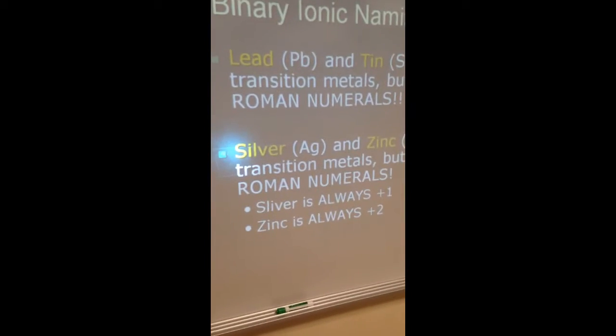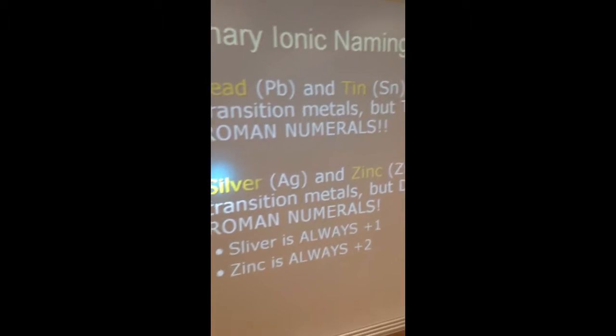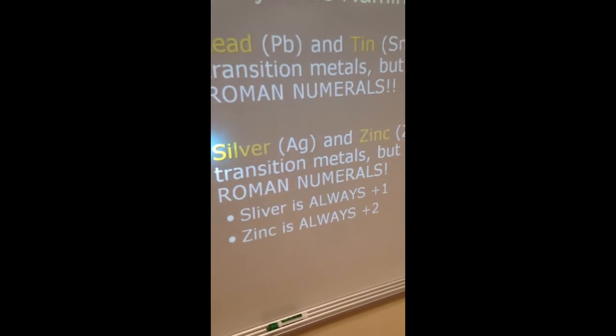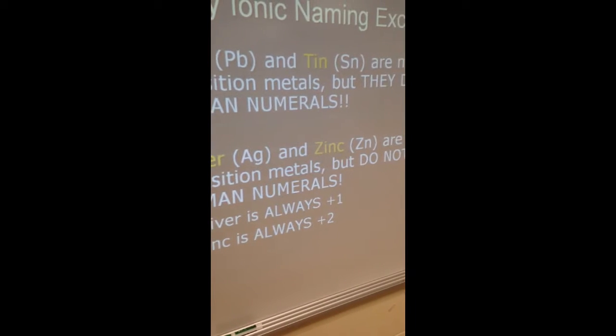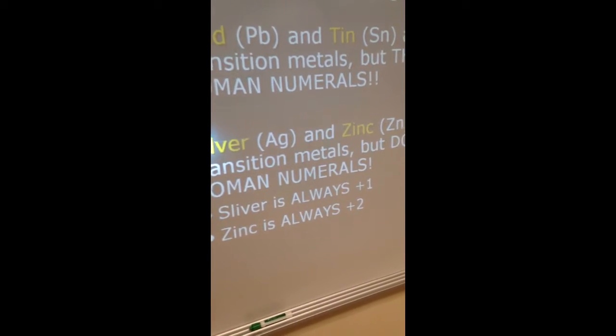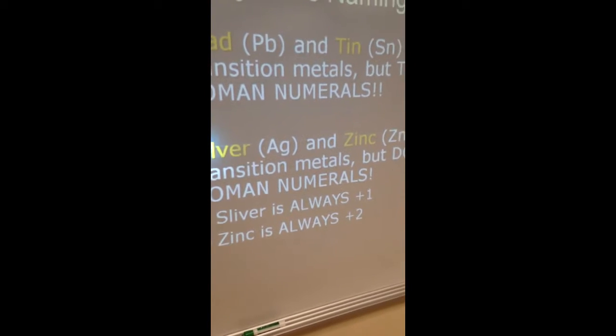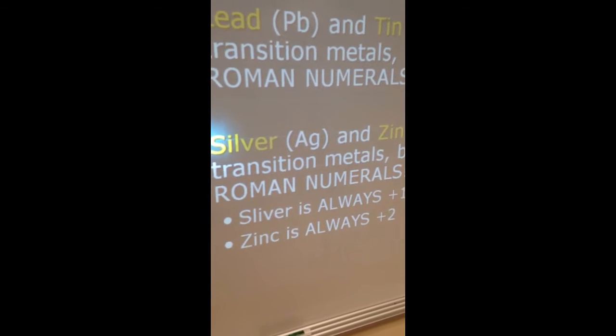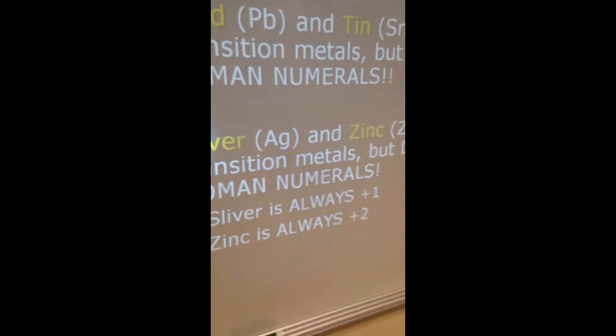So we do have some exceptions to the rule here. We have lead and tin, which are not in the transition metal group, but they do have Roman numerals. And then we have silver and zinc, which are in the transition metal group. However, they only have 1 oxidation number. Silver is always +1 and zinc is always +2. So when we write these out in a formula name, there's no need to use parentheses and Roman numerals here.